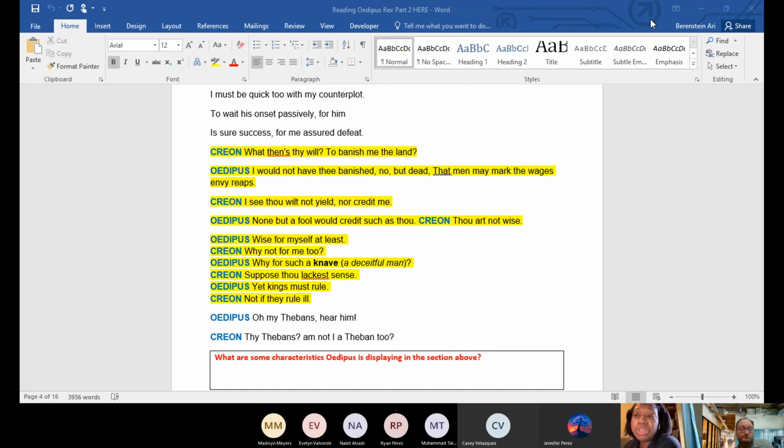Because I'm assuming a lot of times we're close to the ages of our sister. Jocasta would be his sister. And we know that Jocasta is older than him. So, the author doesn't give it to us, but we can infer that age also might have played into their conflict with each other as well. Absolutely.